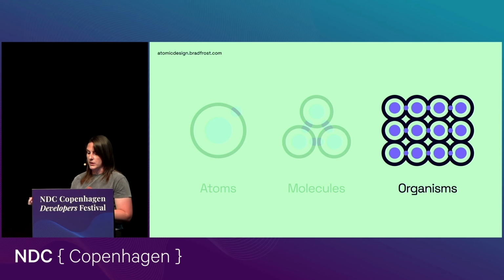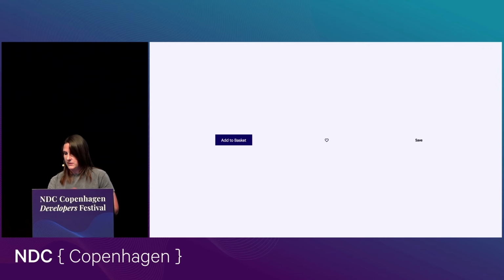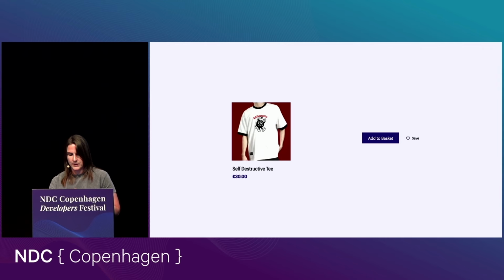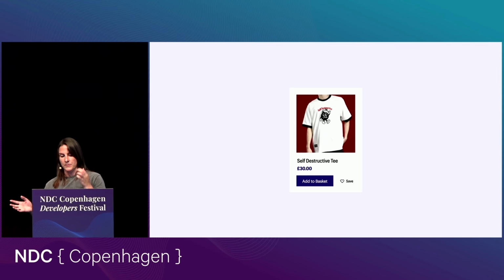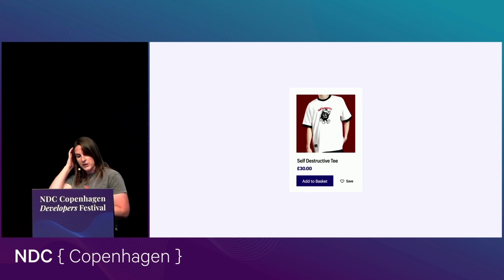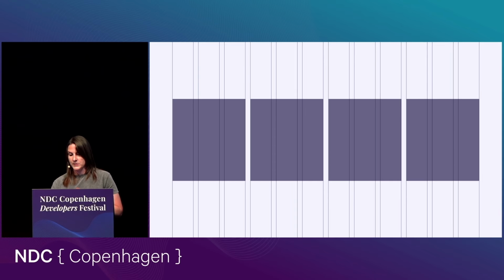And then from there, we have organisms. So in a similar fashion to molecules, organisms are made up of two or more molecules combining. So if I just quickly combine a few more atoms here into another molecule, then I have two molecules, and I can combine them into an organism. So now we've got a full product card in action. This is a repeatable element that we can use across our design. And if we go back to our grids and our columns, we can start to use that to lay these components down on the page.